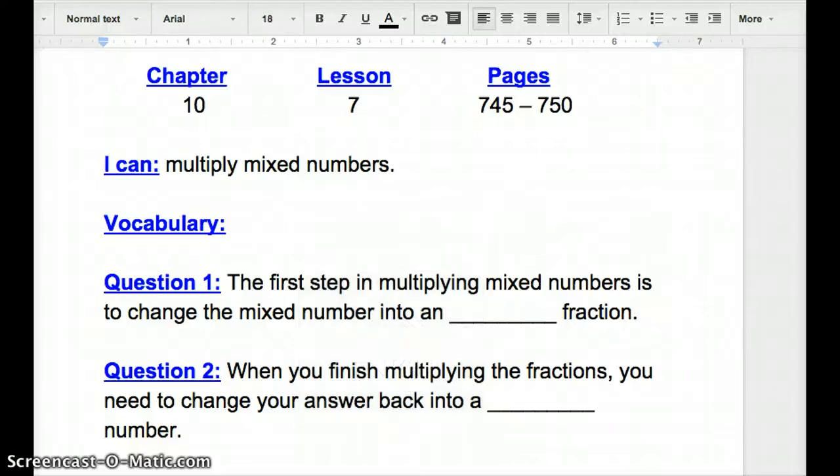Today's lesson is Chapter 10, Lesson 7 on pages 745 through 750. Our objective is: I can multiply mixed numbers.